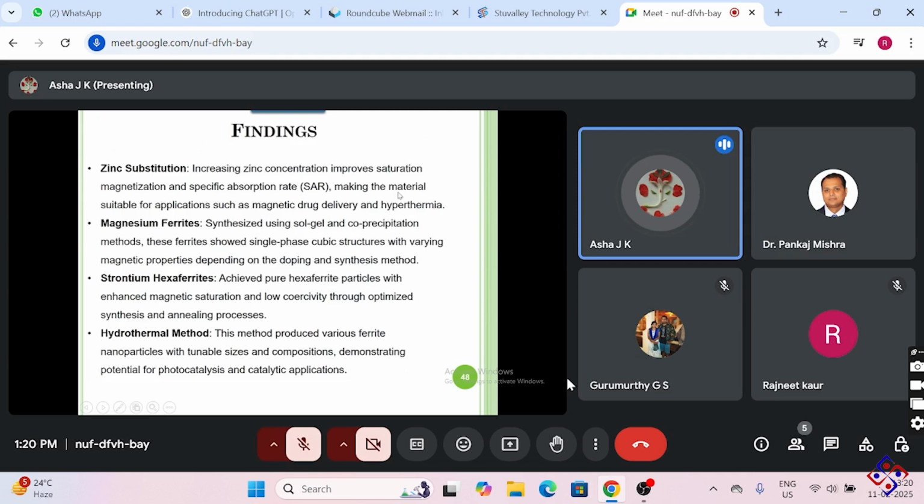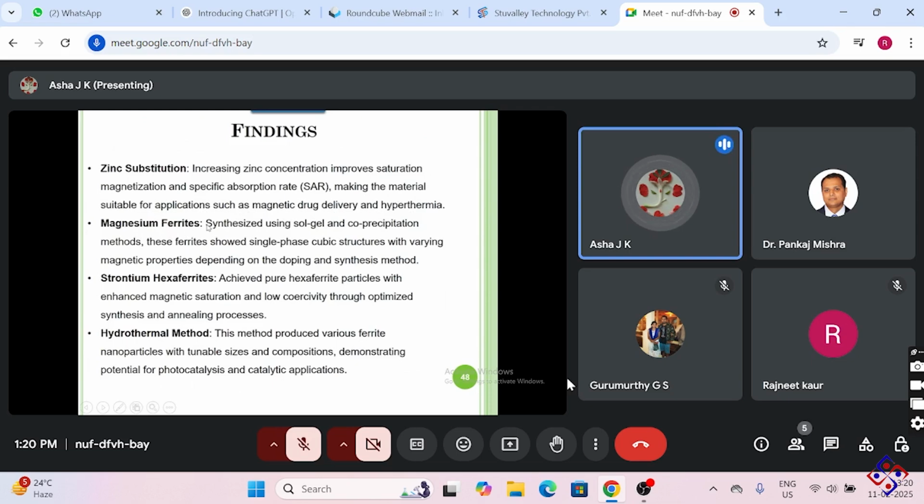Next, here are some findings. First one is zinc substitution, where increasing zinc concentration improves the saturation magnetization and specific absorption rate, that is SAR, making the material suitable for applications such as magnetic drug delivery and hyperthermia.